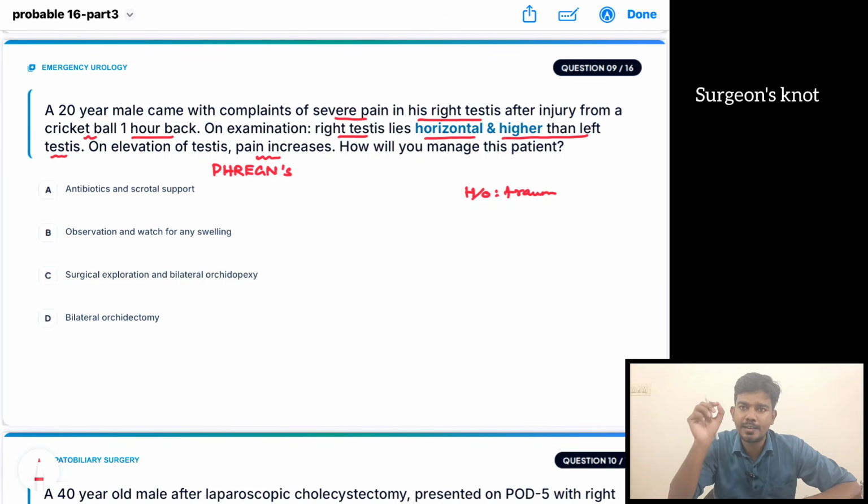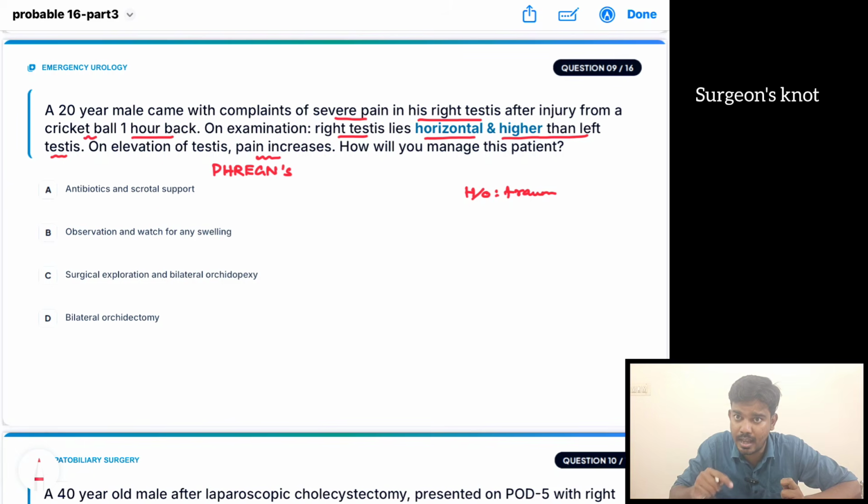If on elevation of testis the pain is decreased, it is suggestive of epididymo-orchitis. In case of epididymo-orchitis, how are you going to manage? We are going to give the patient antibiotics, painkillers, also scrotal support. What are we going to do? We lift the scrotum upwards, and ask the patient to wear tight inner wear. So we are going to give a scrotal support.